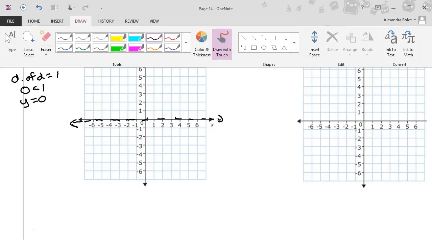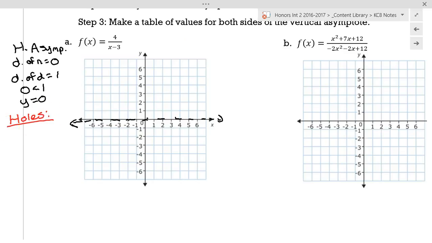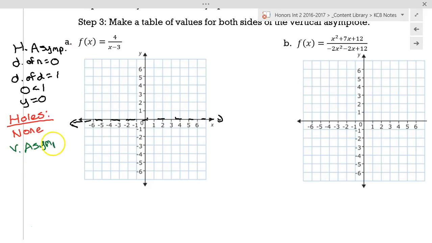The next thing I need to worry about is any vertical poles or vertical asymptotes. Okay? So poles. Well, nothing cancels here. So there's none. Vertical asymptotes. Well, I have x minus 3. Right? So if x minus 3 is my factor, x equals 3 is my 0. So now I'm going to put a vertical line at x equals 3.